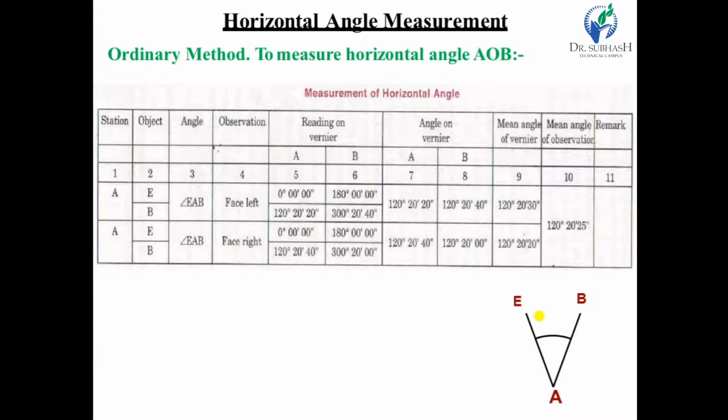After changing the face, we get the readings 0, 120°20'40", 180, 300°20'0", and we get the angles of 120°20'40" and, near B, 120°20'0", and the mean of that reading is 120°20'20". After taking the mean of both measurements, we get the accurate mean angle taken by the observer, which is 120°20'25".